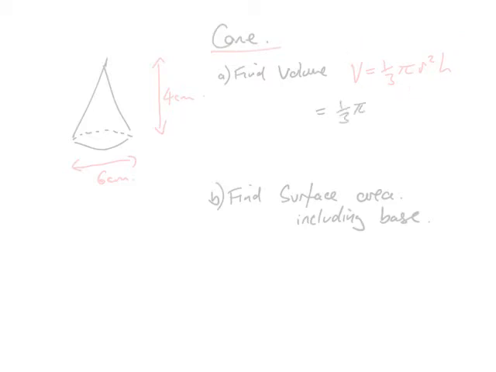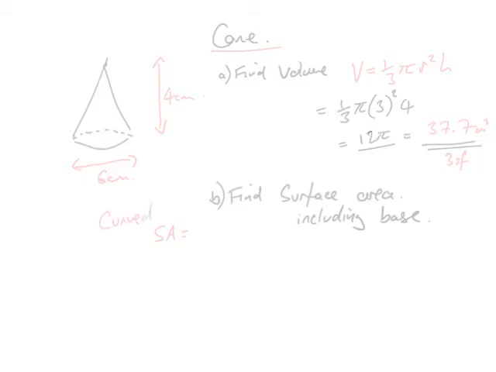Then we figure out all of the letters we can from the picture and we put them in. So we get given a diameter of 6, which means the radius is 3. And the height is obviously 4, so we change h to 4. You can just stick all of that in your calculator at once and press equals. It gives you 12 pi, and if you press the SD button, you'll get 37.7 to 3 significant figures. Now the volume one's quite straightforward with the cone.